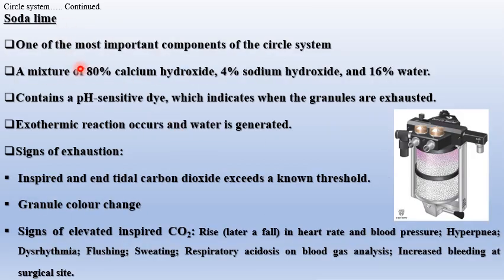Soda lime is one of the most important components of the circle system. It is a mixture of calcium hydroxide 80%, sodium hydroxide 4%, and water 16%. It contains a pH-sensitive dye, which indicates when the granules are exhausted. The reaction between carbon dioxide and soda lime produces heat, so it is an exothermic reaction, and water production.